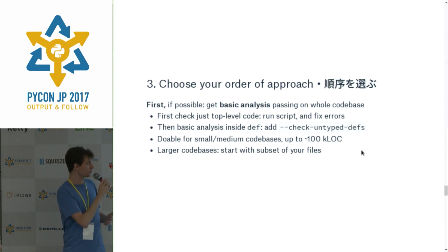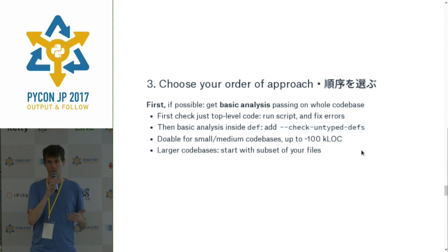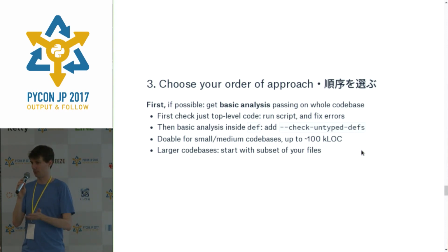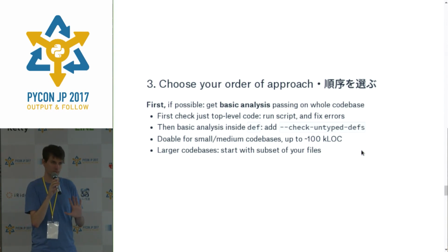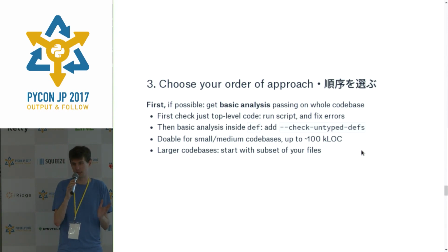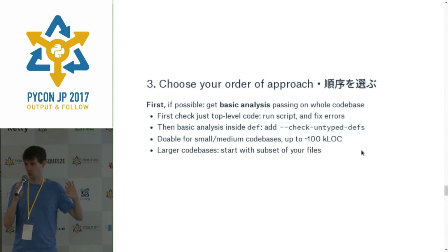The most basic step: run MyPy with no flags. It'll check the top level code, which is probably not much. You can't make it ignore the top level; it kind of has to do that to do anything. But that should be pretty easy to get going. You probably just add annotations to global data structures, types there.